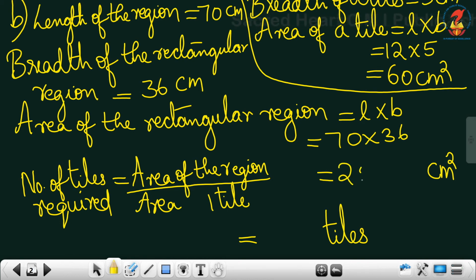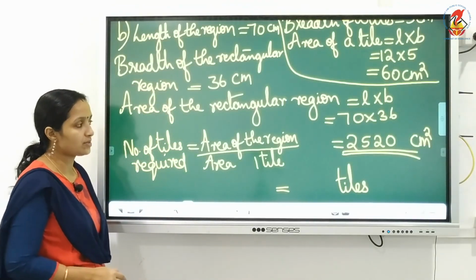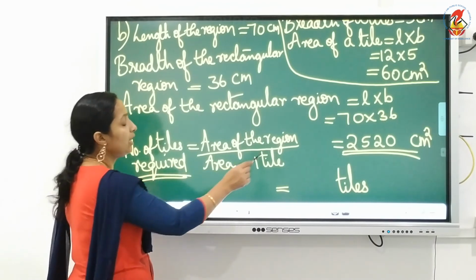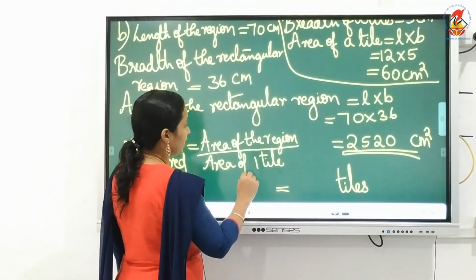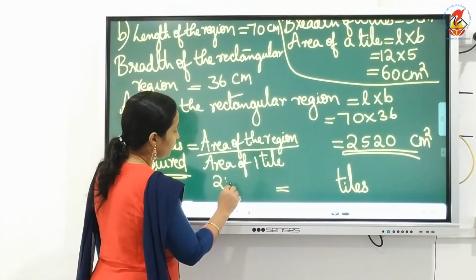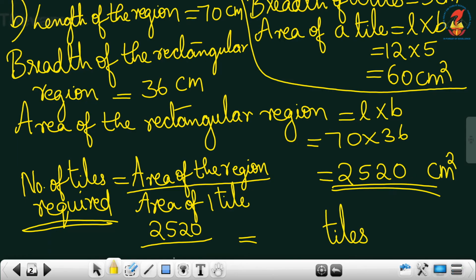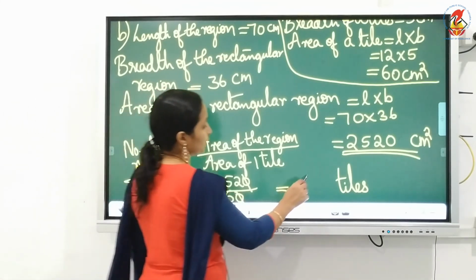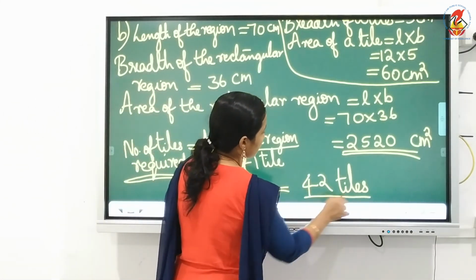What is the answer? 2520 centimeters square. Now we need to find how many tiles are required. Area of the region divided by area of one tile. That means 2520 divided by 60, since the area of one tile is 60. So what is the answer? 252 divided by 6. Do the normal long division. 42 tiles.